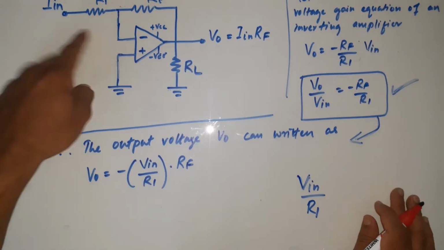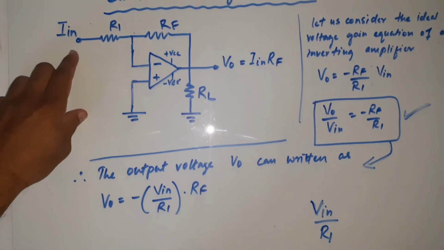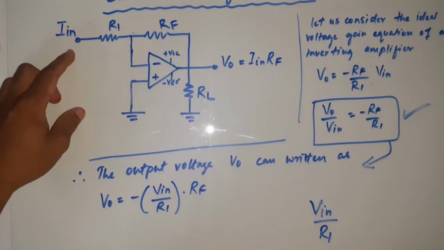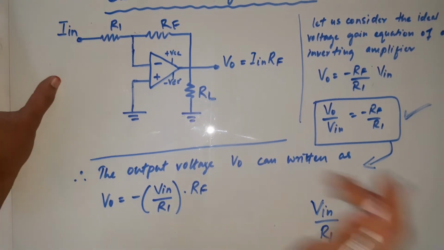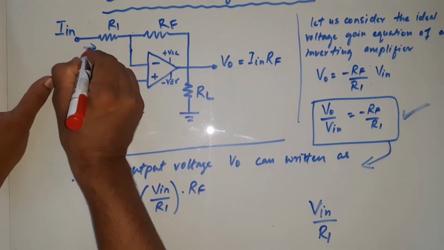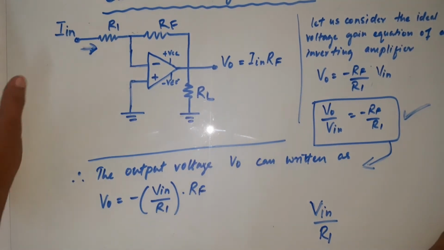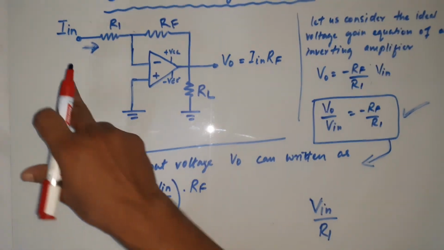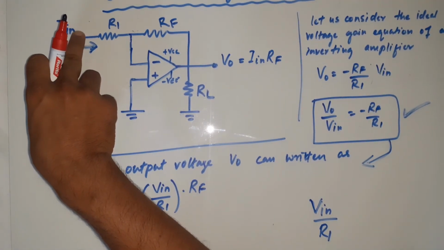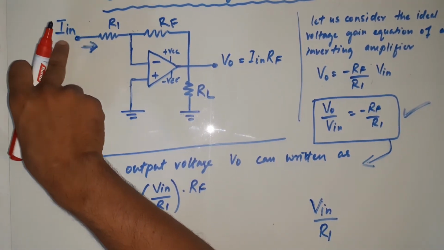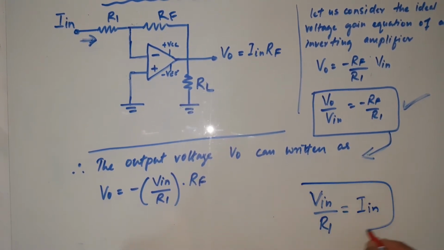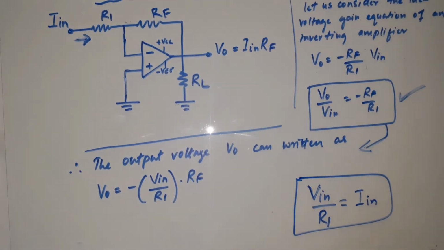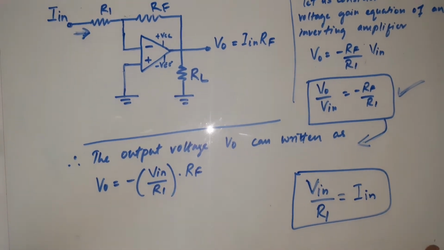Just see your circuit diagram. Where is Vin? Vin is the voltage applied, because of which IN is the current flowing, right? IN is the current flowing through R1, right? The voltage across R1 divided by R1 is nothing but your IN. So Vin by R1 is nothing but IN. Alright. This is very important. Understood?